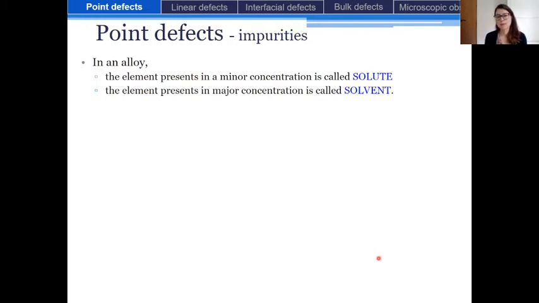And so in an alloy, the element which is present in a minor concentration is called the solute. And the element present in major concentration is called the solvent. So it is very similar to what you may have studied in chemistry. You have the solvent that dissolves the solute, okay? So we use the same vocabulary.